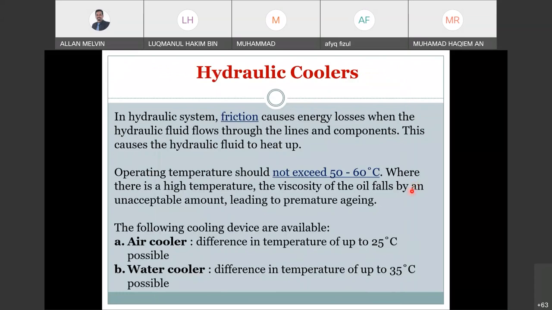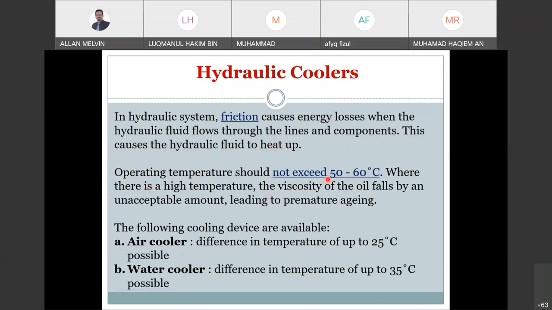Okay, so this is the last part for today: hydraulic coolers. In a hydraulic system, friction causes energy loss when the hydraulic fluid flows through the lines and pump. Friction in the system can cause heat, as we saw earlier, and also energy losses. Most of the energy is converted to heat energy, so it causes energy loss. And this causes the hydraulic fluid to heat up. So there is energy loss from heat.